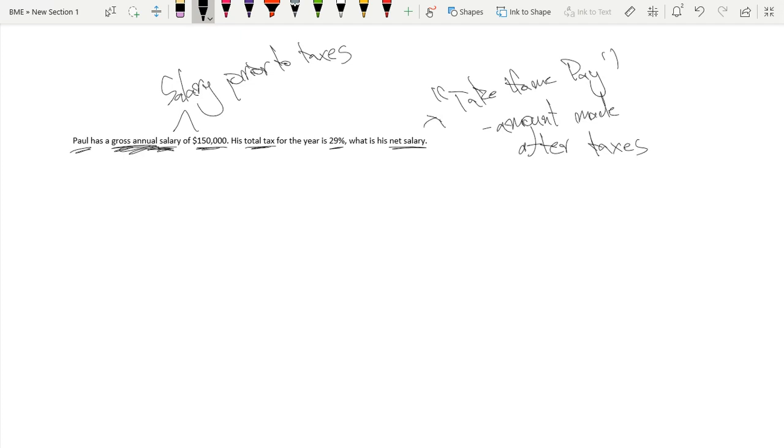So if you make $150,000 and you have to pay 29% in tax, that means that you get to keep 71% of your salary, which is equal to 0.71. So your take home pay is just 150,000 times this. So let me get on my calculator. 150,000 times 0.71.